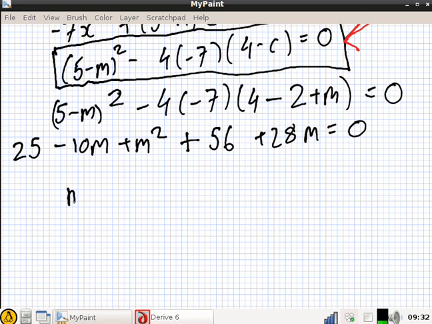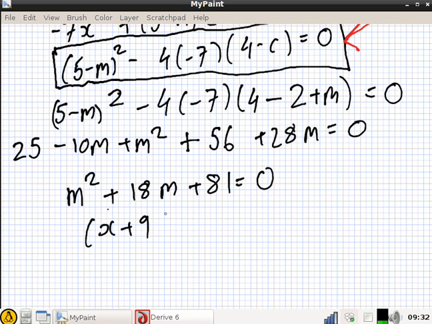So I have m squared plus 18m plus, let me just check that, 81 equals 0. So this is m plus 9 by m plus 9 equals 0. Sorry, not x, force of habit. I meant m here, of course. m plus 9 and m plus 9. So we get m equals minus 9.